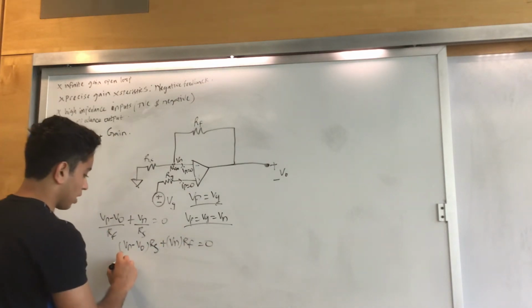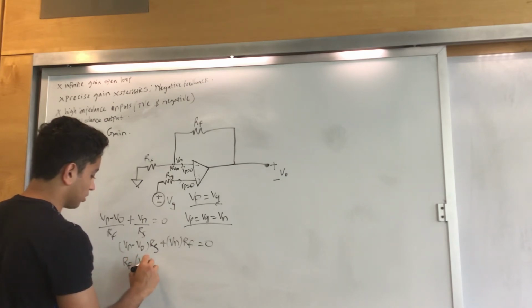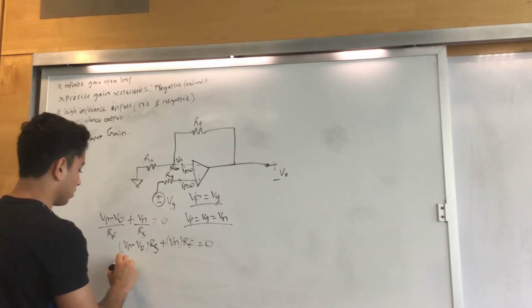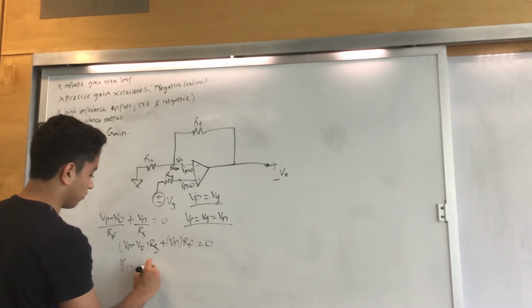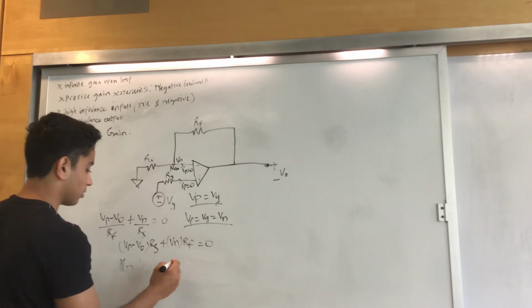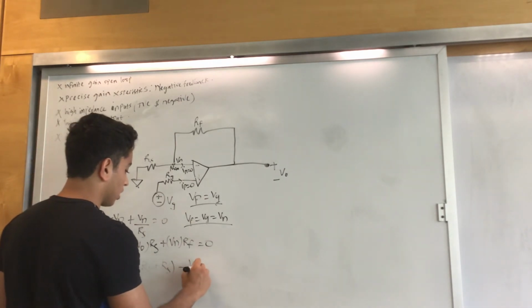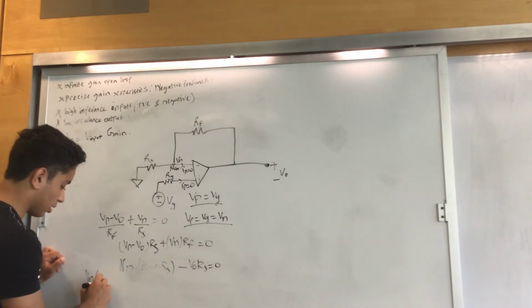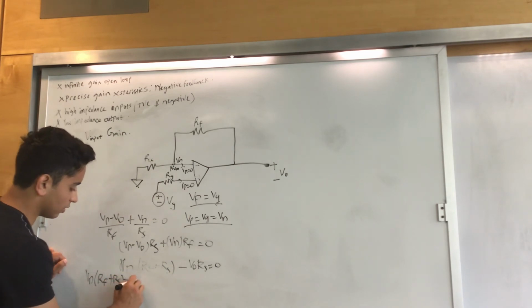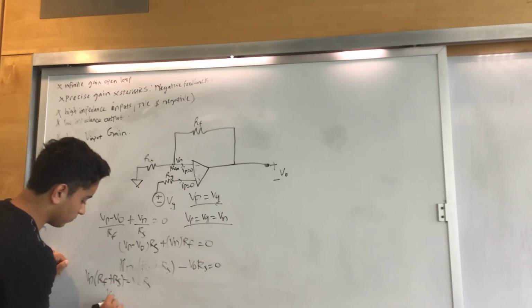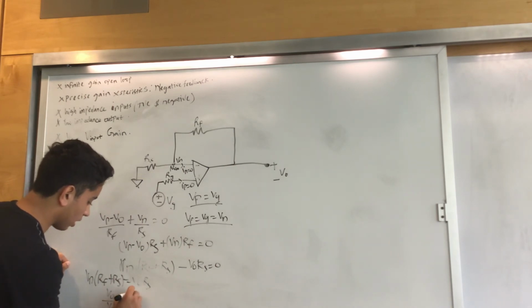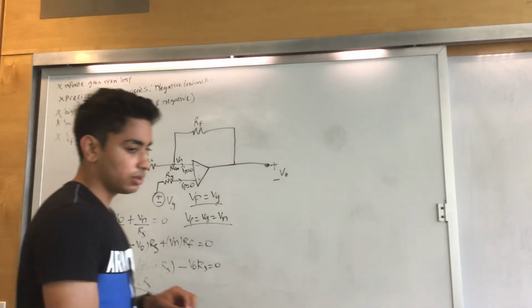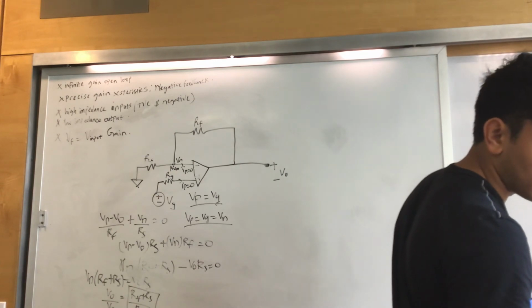And so on solving this, we have Rf Vn plus Vn Rs minus V naught Rs is equal to 0. So Vn into Rf plus Rs is equal to V naught Rs, and V naught upon Vn becomes Rf plus Rs upon Rs. So that's the gain for our non-inverting amplifier.